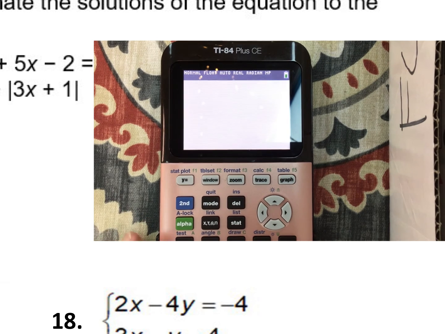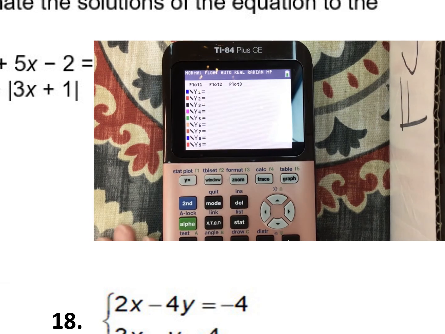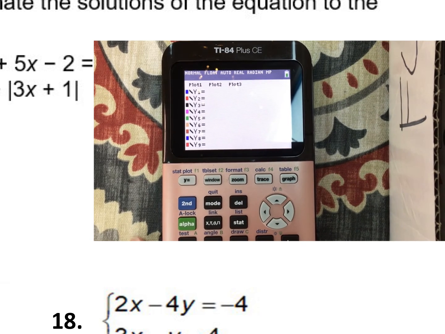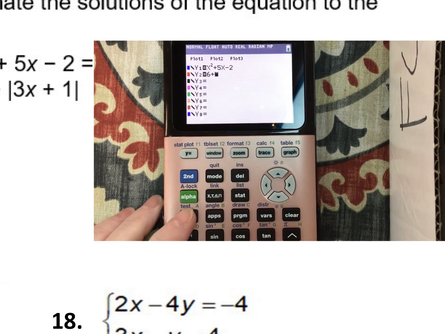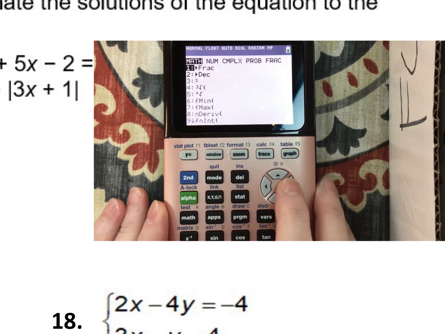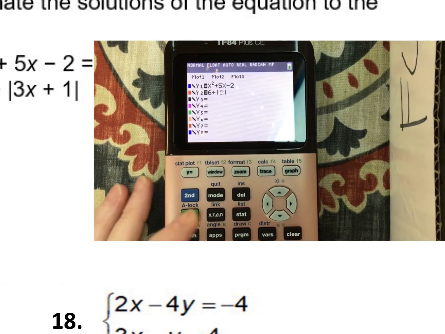All right, so we're going to use graphing technology to solve the equation. We go to our y equals and type in x squared plus 5x minus 2. Our second equation, 6 plus the absolute value. We hit math, we arrow over to number, hit absolute value of 3x plus 1.